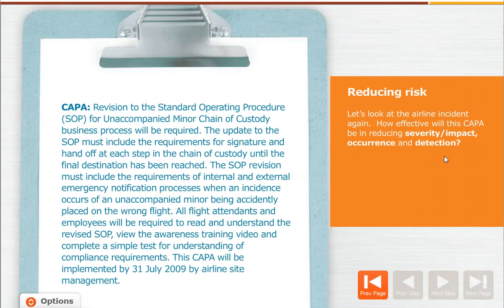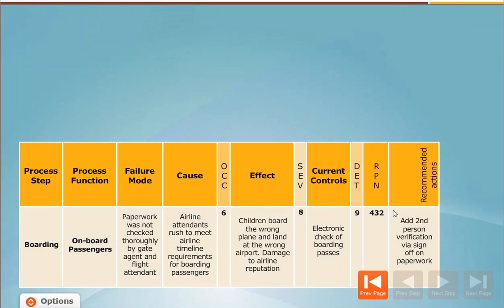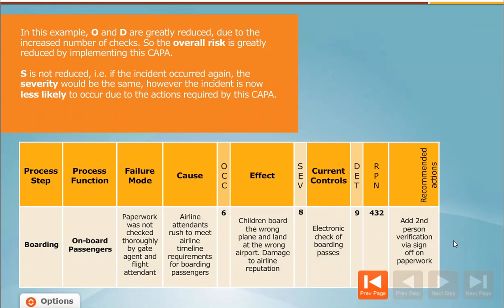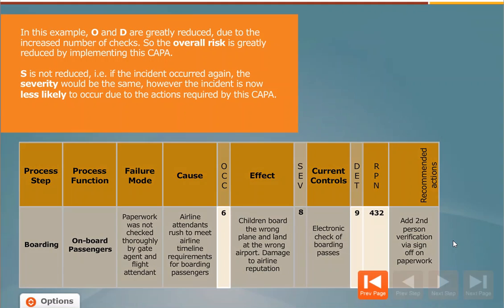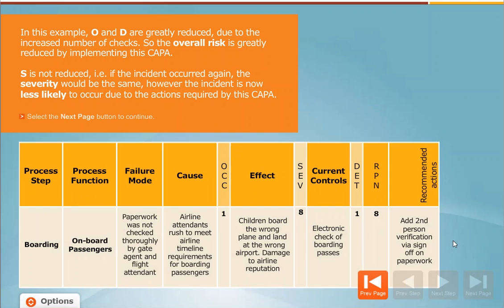Let's look at the airline incident again. How effective will this CAPA be in reducing severity, impact, occurrence, and detection? In this example, the values for occurrence and detectability are greatly reduced due to the increased number of checks, so the overall risk is greatly reduced by implementing this CAPA. Severity is not reduced. However, the incident is now less likely to occur due to the actions required by this CAPA.